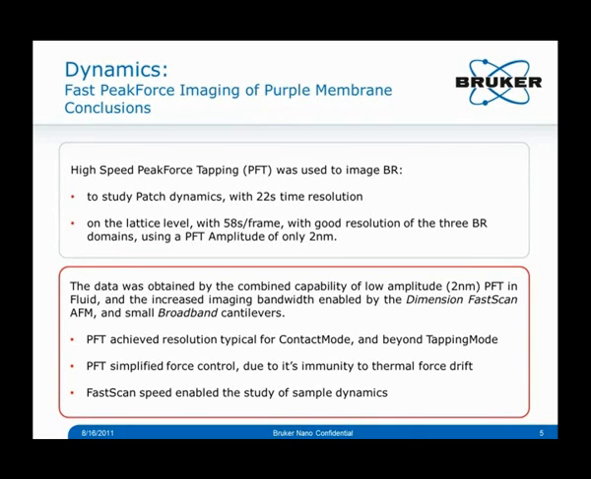Now, how does this relate to Bruker products? The data was obtained by the combined capability of low amplitude 2 nanometer PeakForce tapping in fluid, and the increased imaging bandwidth enabled by the Dimension FastScan AFM and small broadband cantilevers. PeakForce tapping achieved resolution typical for ContactMode, and probably beyond that of TappingMode. PeakForce tapping simplified force control due to its immunity to the thermal force drift. And the FastScan speed enabled the study of sample dynamics.